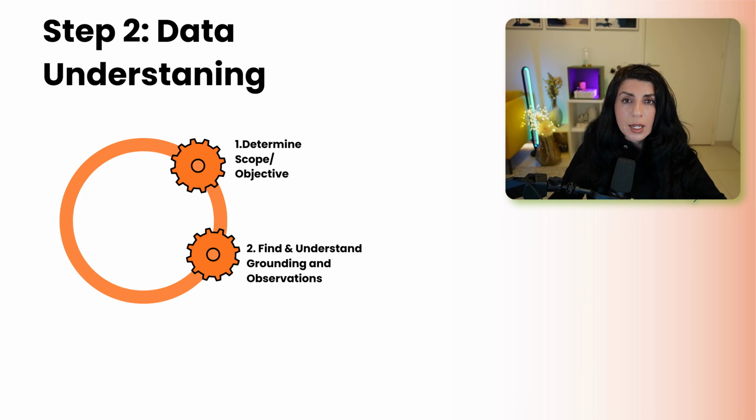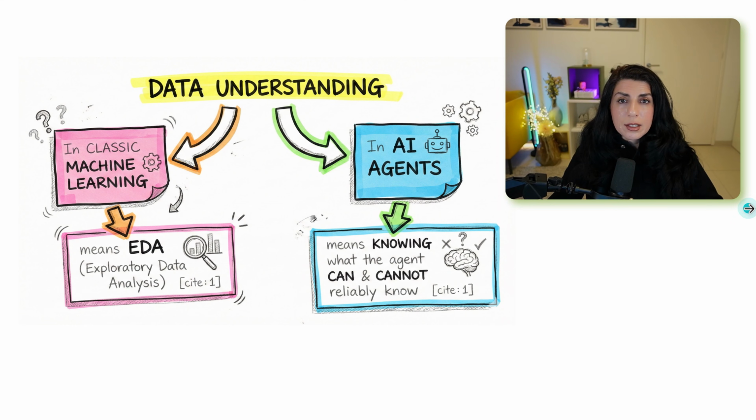This next step is so often skipped, but if you're the one doing it, you're going to distinguish yourself as an AI engineer. Let me show you. We are talking about data understanding. Data understanding used to be exploratory data analysis for machine learning, but for agents it means knowing what the agent can and cannot reliably know.